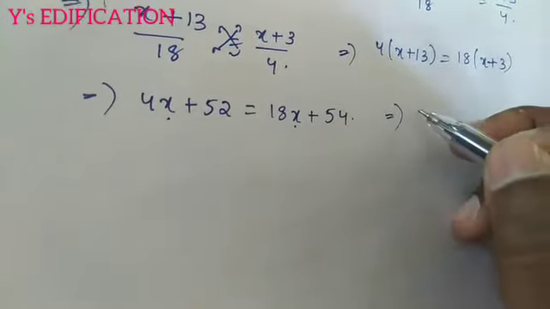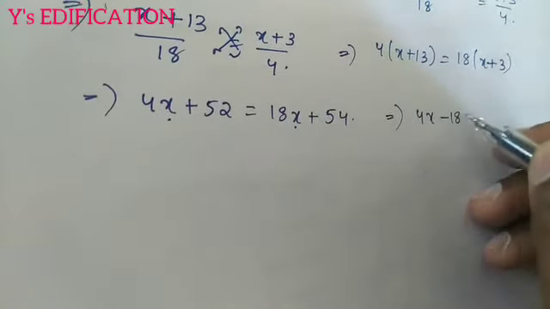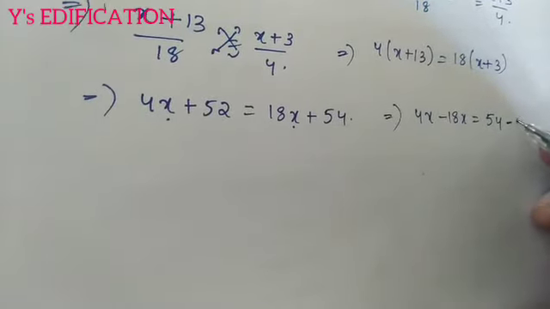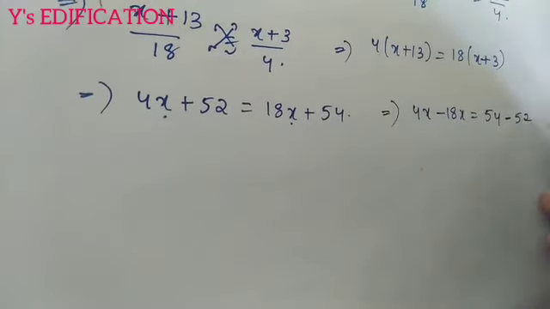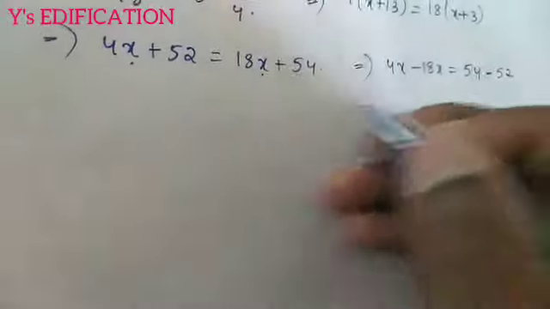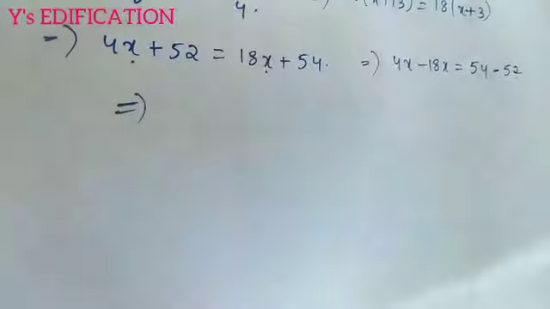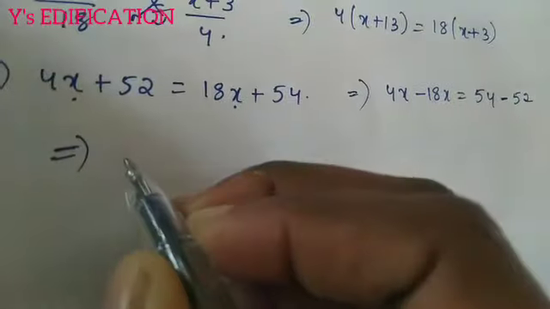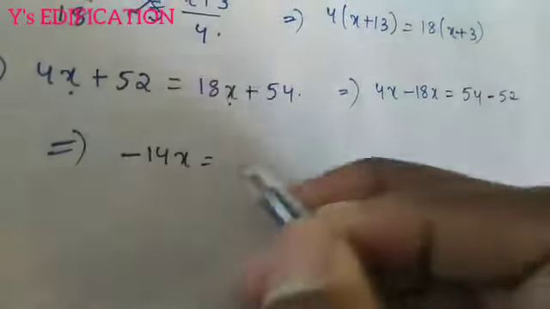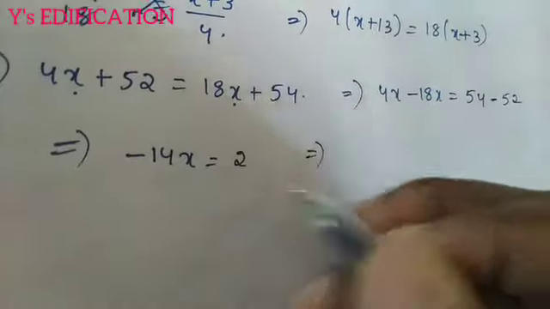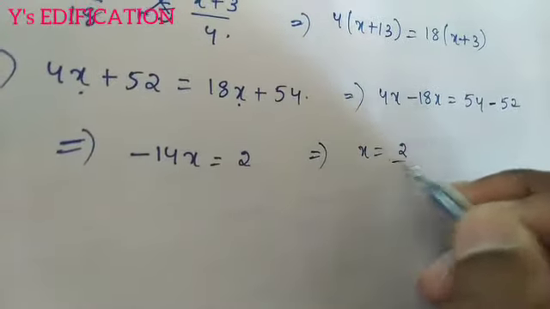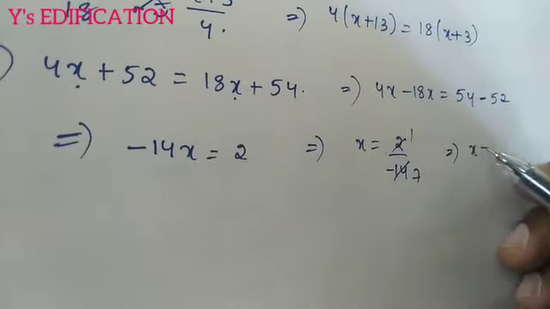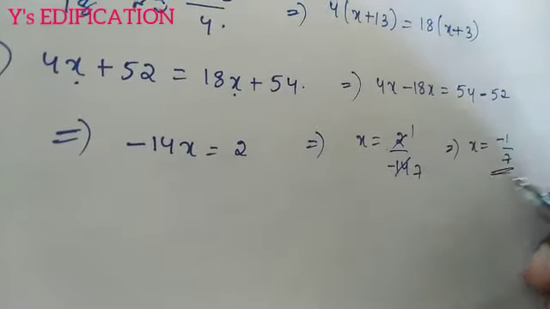Okay. So 4x − 18x is equal to 54 − 52. So what is 4x − 18x? It's −14x is equal to 54 − 52 is 2. We want only the x value. That means 2 by −14. So 2 into 1, 2 into 7. So after cancellation we will get x is equal to −1 by 7 is the answer.